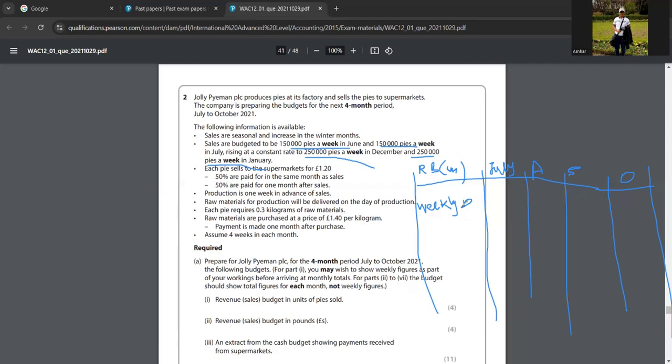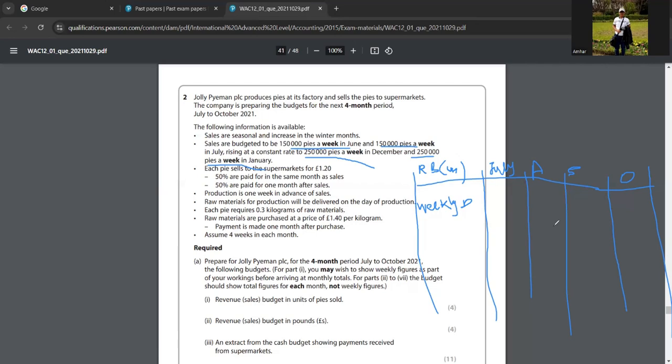After that, if you want to get the monthly demand, because in this question they're asking you to prepare month-wise, July, August, September, October. So first, in the first column, find only the weekly demand. And then if you want to get the monthly demand, then weekly demand into 4. Did you understand? Okay, so first tell me only the weekly demand.